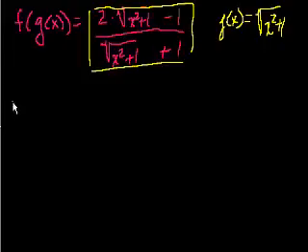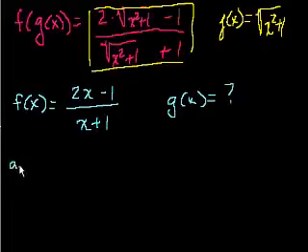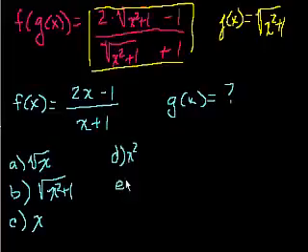So the choices were, well, actually I erased some of it. It was given that f of x is 2x minus 1 over x plus 1. And then they said which of the following is g of x. So g of x is equal to, and they give these choices. A, square root of x. B, square root of x squared plus 1, which we just figured out was actually the answer. C, x. D, x squared. And then E, x squared plus 1.